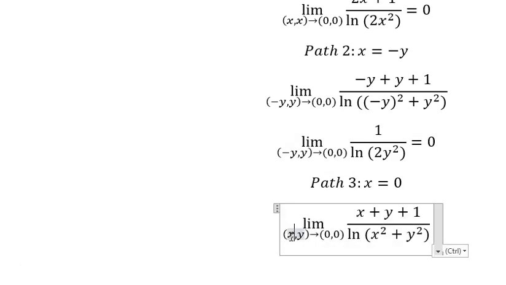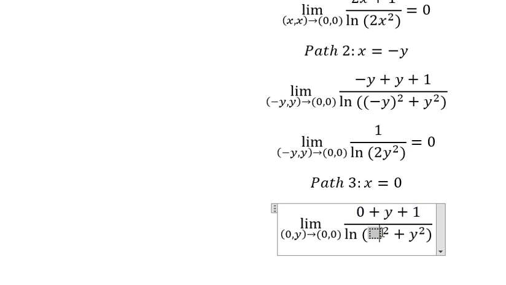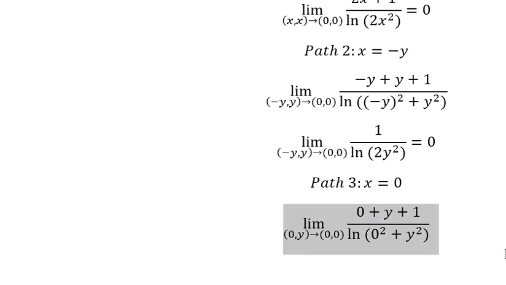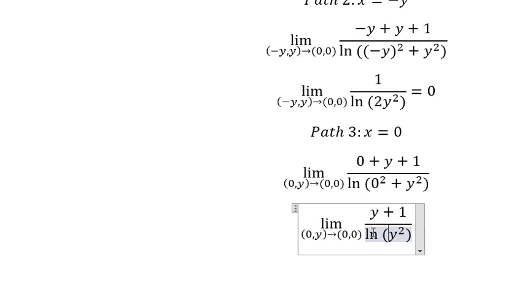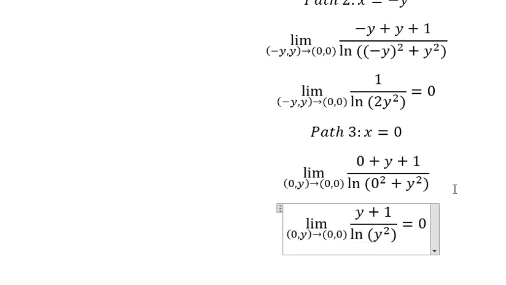So we put number 0 here. And this one we have like this. So when y approaches number 0, this one will go to number 0. This one will go to negative infinity. So this one you get 0. Similar for part number 4.